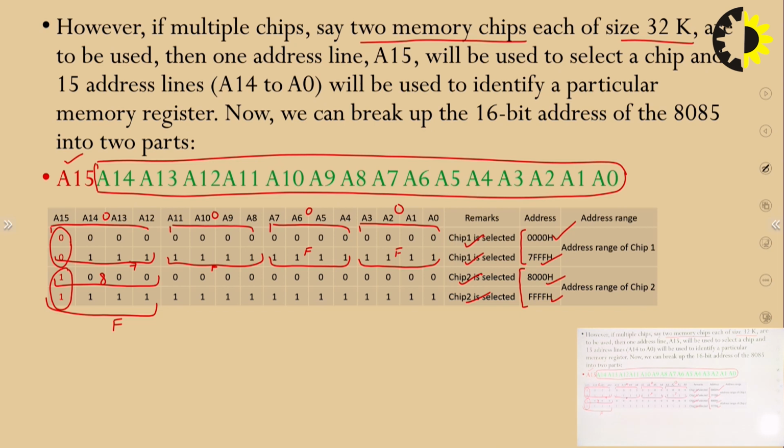Here, I am reiterating that the 15 address lines from A14 to A0 will be used to identify a particular register inside a memory chip. And the A15 address line will be used to select a particular chip. If the value of A15 is 0, chip number 1 will be selected. And if the value of A15 is 1, chip number 2 will be selected.